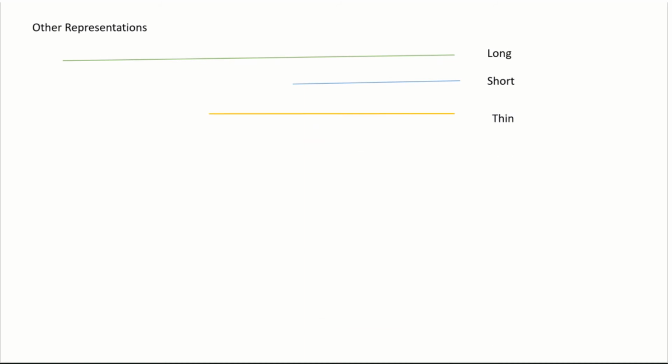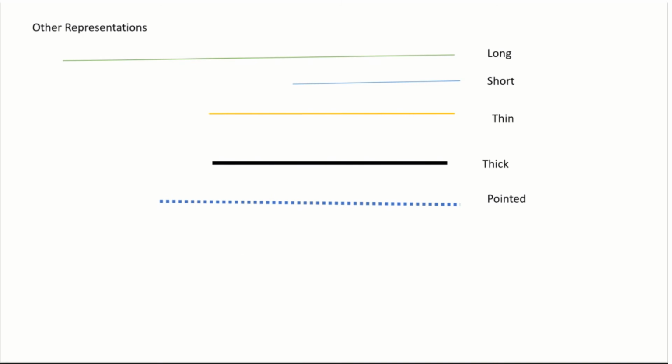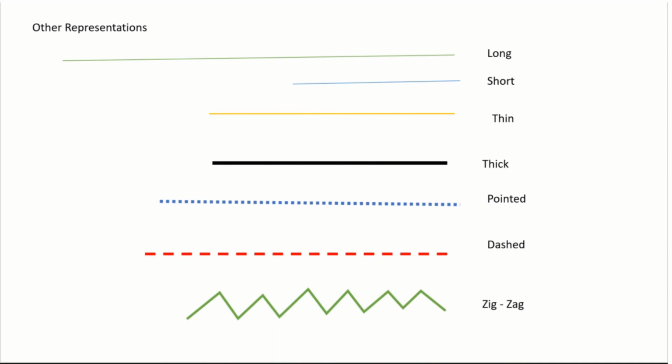Now apart from these three classifications, there are some other representations also. A line may be a long line, or a short line, or a thin line in physical appearance, or a thick line. Of course, it may be a pointed line, or a dashed line, or a zigzag line. Apart from this, it may be a parallel line or a horizontal line. So this is the classification of lines, form as line and form as point.